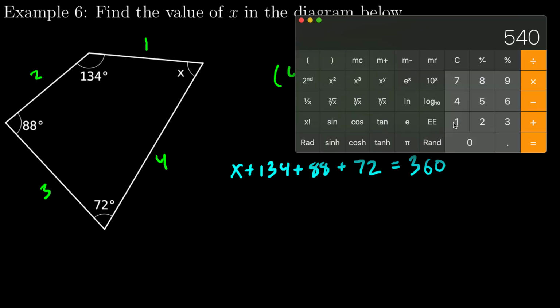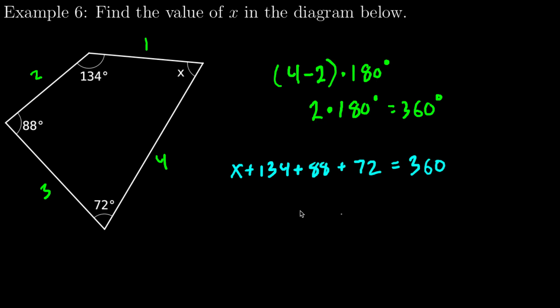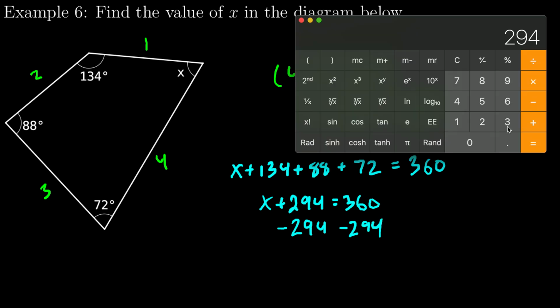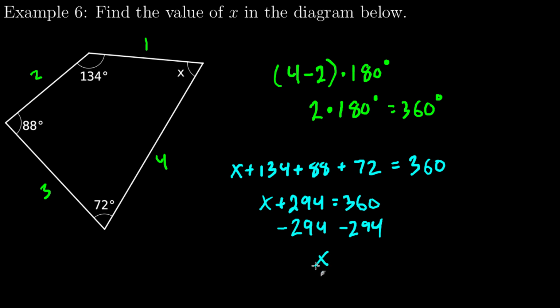Go to the calculator. 134 plus 88 plus 72 is going to give me 294. So I have x plus 294 equals 360. I will subtract 294 from both sides, and I will get 360 minus 294 should give me 66. There we go. So x is equal to 66 degrees.